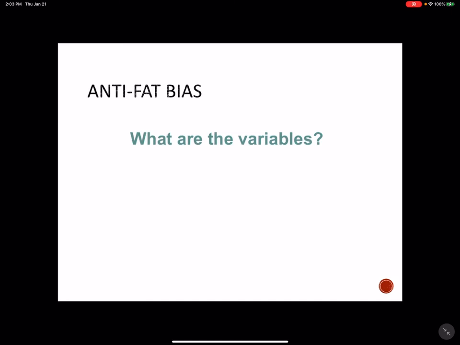So, is this a correlational study or an experimental study? Yeah, you're right. It was an experimental study. We're looking for a causal relationship. Why is it an experimental study? Well, we've got to step back and identify the variables.